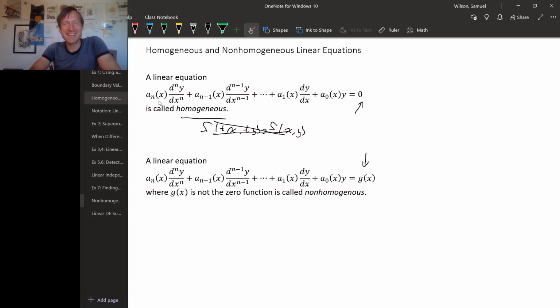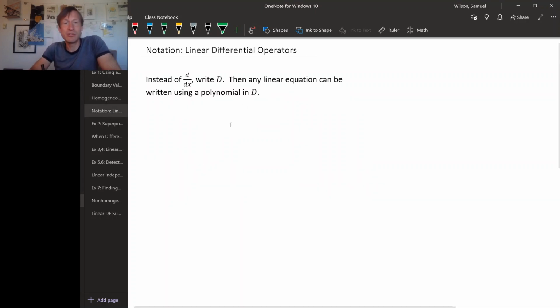You can see that it's kind of annoying to have to write out all of these terms for our order n differential equation. And so there's some nice notation that we can use to abbreviate things a little bit. The notation is, instead of writing d dx all the time, we're just going to write D. And if we do that, then any linear equation can be written using a polynomial in D.